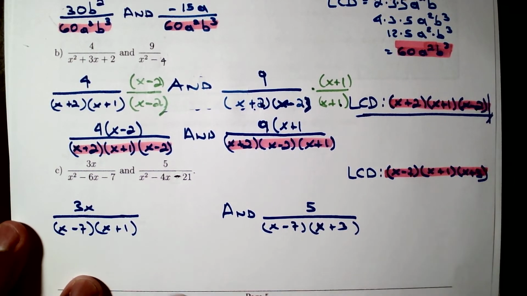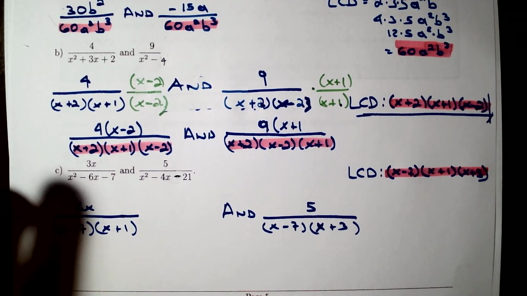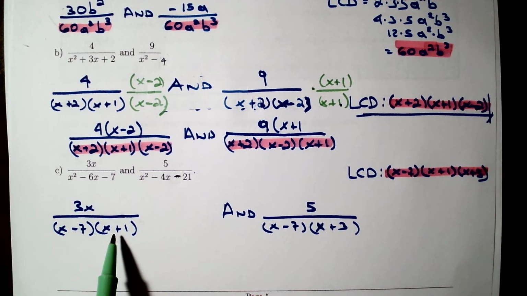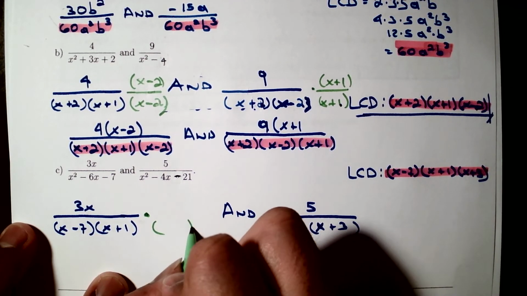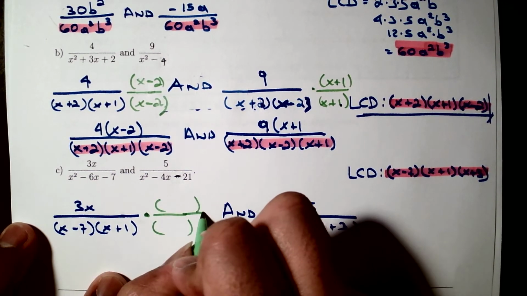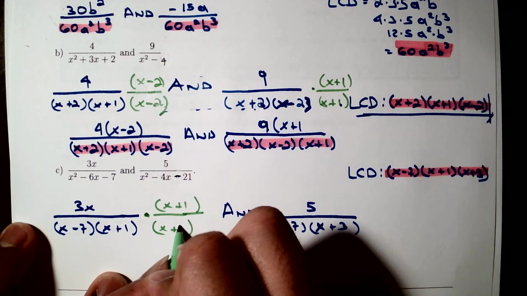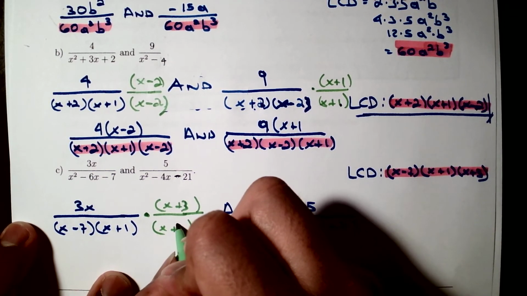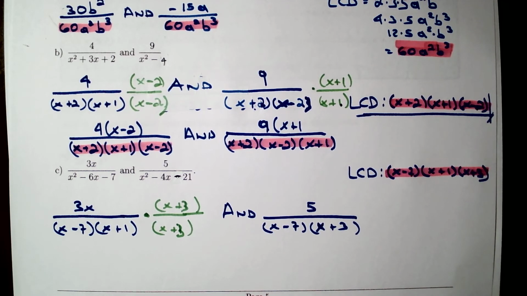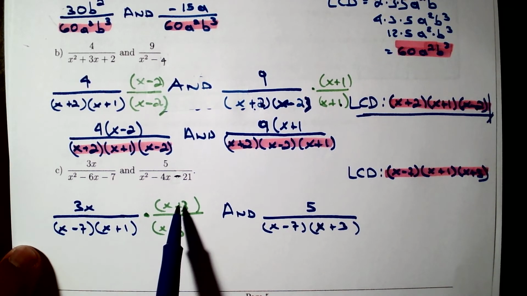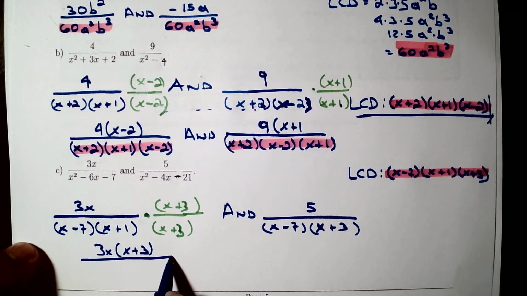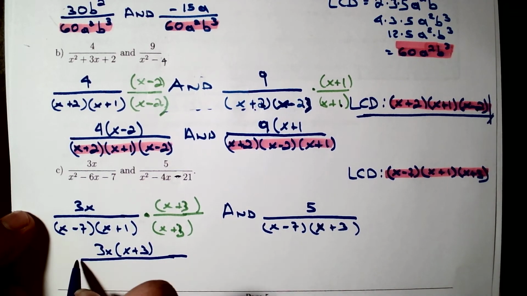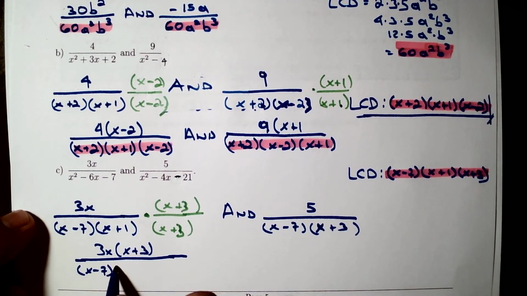So we need to look for the missing factors for the first fraction. Well, we have x minus 7 and x plus 1. We need one more, x plus 3. So we need to multiply numerator and denominator by that missing factor, x plus 3. All right. And then all we do is multiply across 3x times x plus 3 to leave everything in terms of a single fraction. x minus 7, x plus 1, x plus 3.